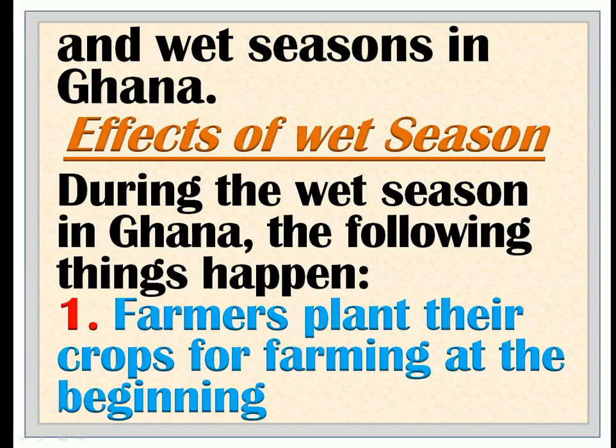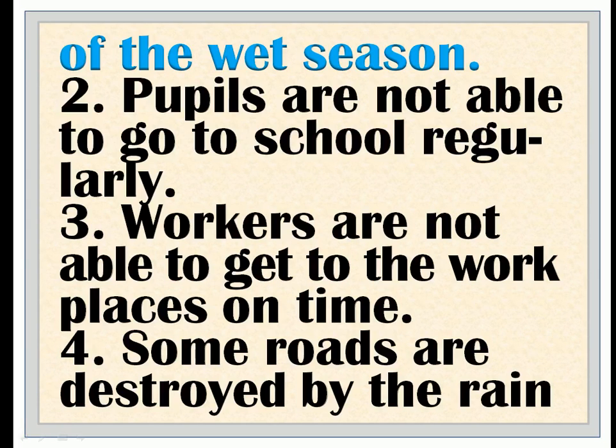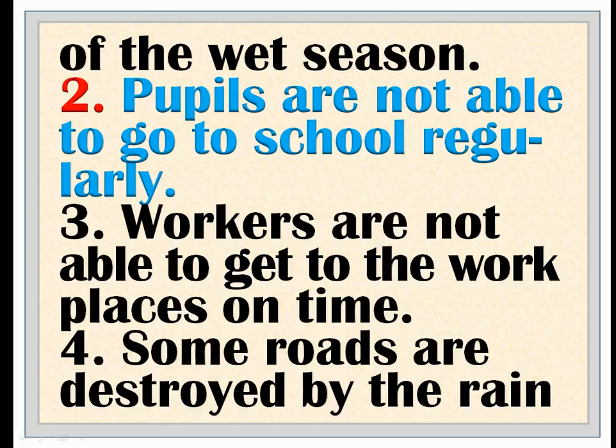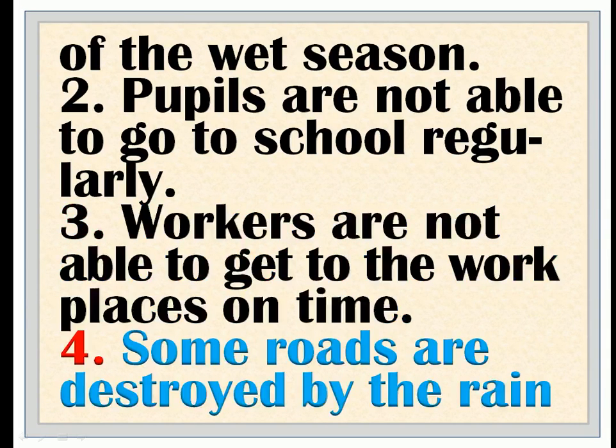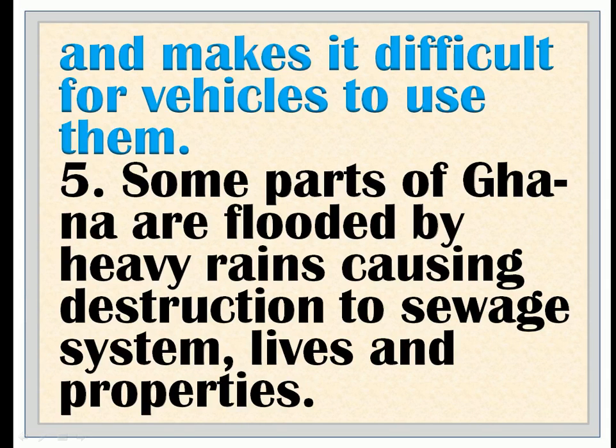1. Farmers plant their crops for farming at the beginning of the wet season. 2. Pupils are not able to go to school regularly. 3. Workers are not able to get to the workplaces on time. 4. Some roads are destroyed by the rain and it makes it difficult for vehicles to use them.